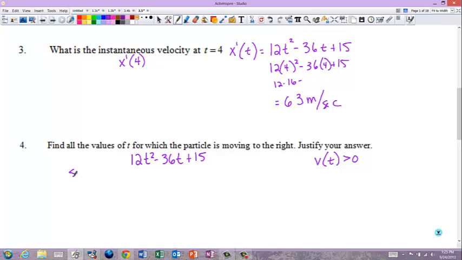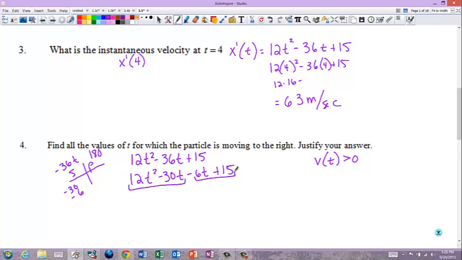And I have to factor this. 12 times 15 is 180. What multiplies to give me 180 and adds to give me 36? Yikes. 6 and 30. Negative 30 and negative 6. So that's 12t squared minus 30t minus 6t plus 15. Group.